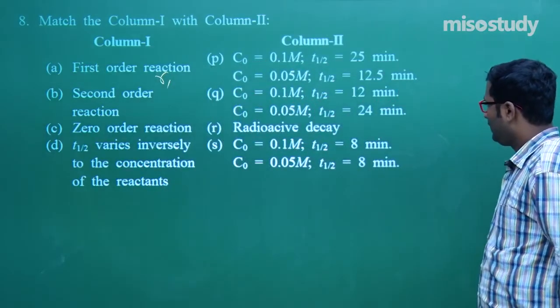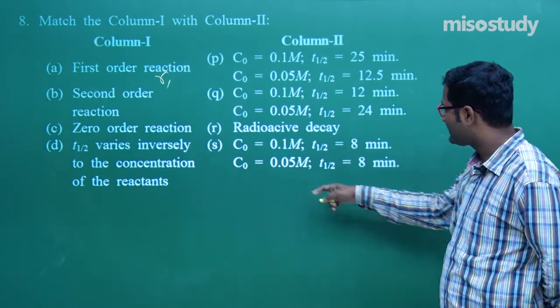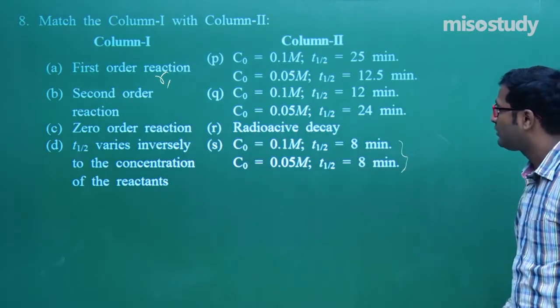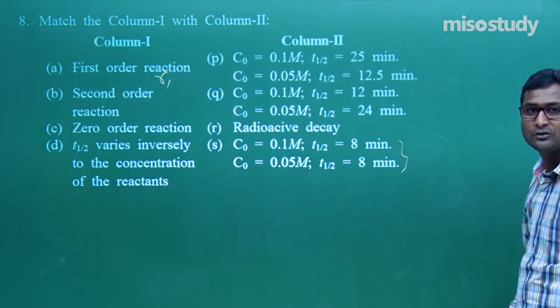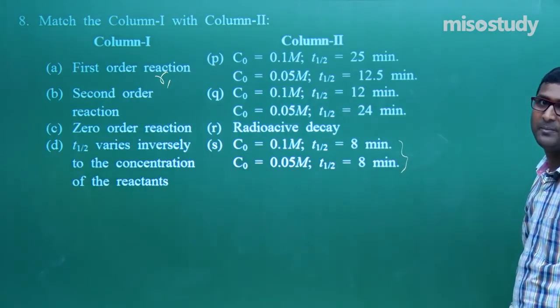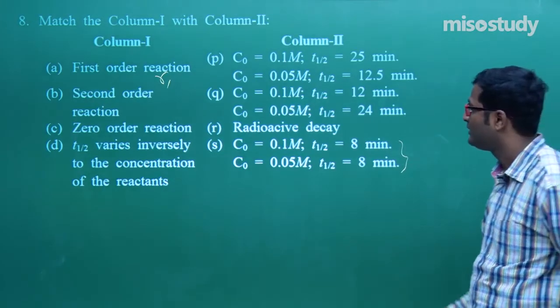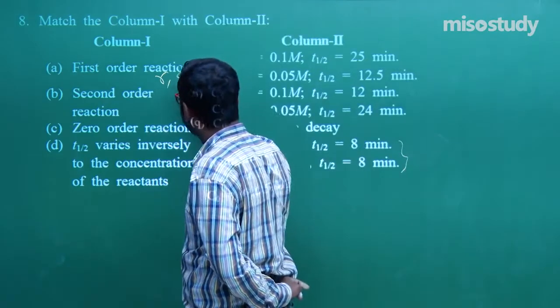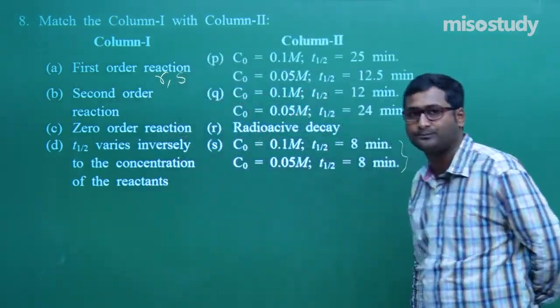Second one, look at the concentration changes but T half does not change. We know in a first order reaction the half life period is independent of the initial concentration. So for A, R and S is the correct option.